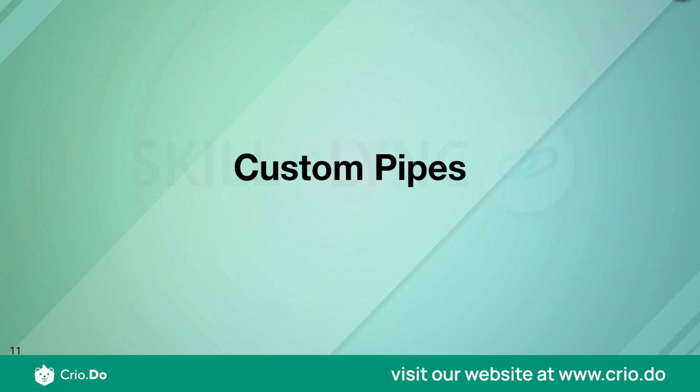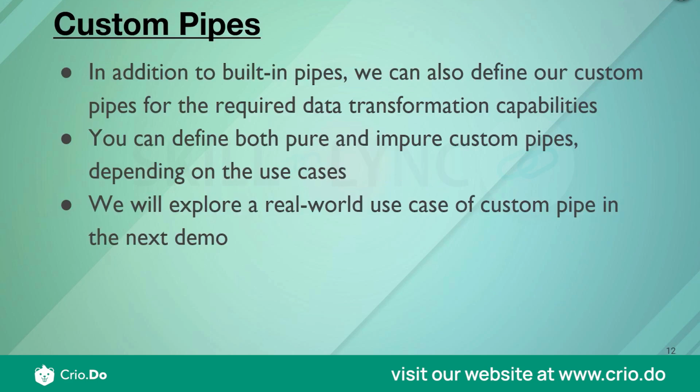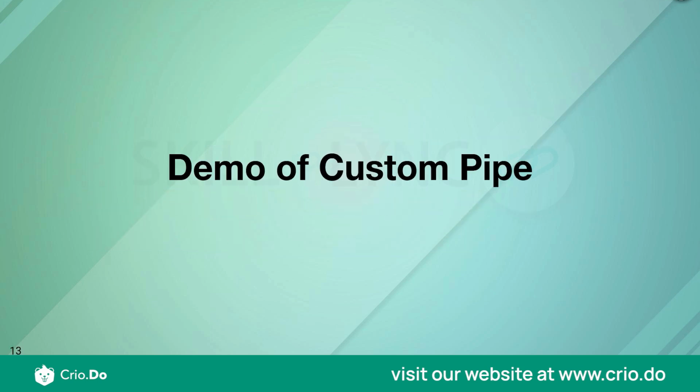So in the previous session we understood what pure and impure pipes are, and along with that we also created our own custom pipe. So in this session we will be exploring a bit more about custom pipes to understand what it is all about. As we saw earlier, in addition to the built-in pipes, we can also define our custom pipes for required data transformation capabilities. We can define both pure and impure custom pipes, depending on the use cases. Now we will explore a real-world use case of a custom pipe in the next demo.